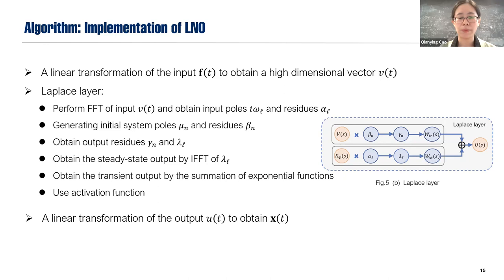Second, generating the initial system poles and residues to establish the neural network. Third, we obtain the output residues gamma and lambda based on the relationship of poles and residues among input space, system, and output space. Then, by performing the IFFT of lambda, we can obtain the steady state output. And the transient output is obtained by the summation of complex exponential functions. Finally, a nonlinear activation function is introduced.